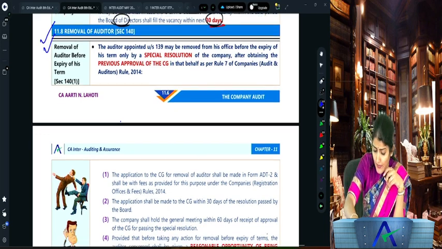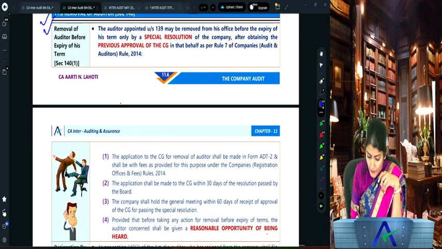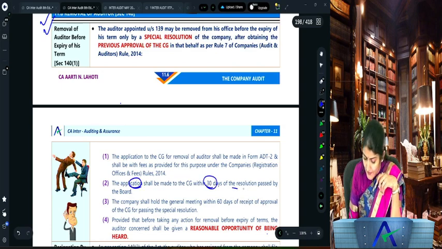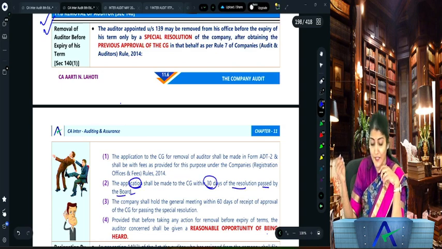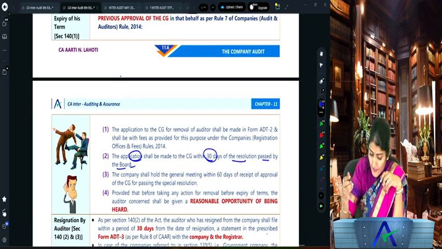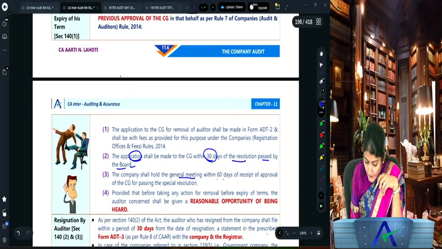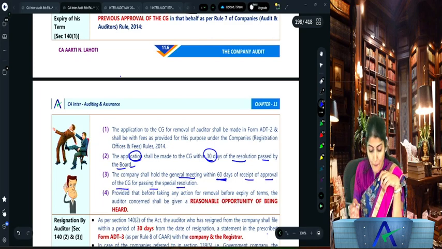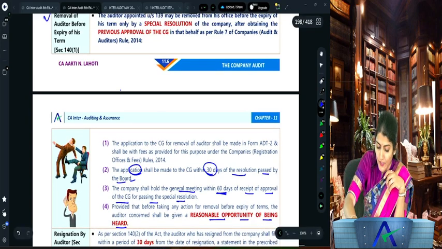One, board resolution. Then within 30 days of the board resolution, the application is to be made to the CG. Then the CG will give their prior approval. Then the company shall hold the general meeting within 60 days of the receipt of the approval of the CG for passing the special resolution. And a reasonable opportunity of being heard is to be given to the auditor being removed.